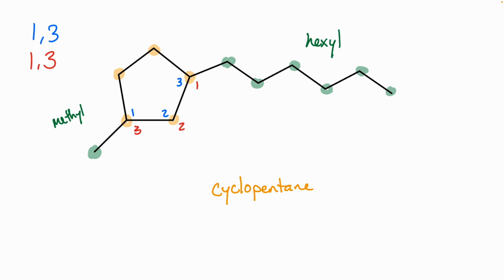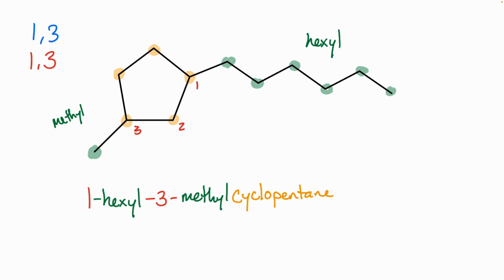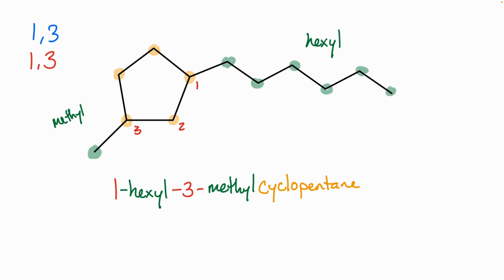All right, so I'm going to pick this one here, my red numbering scheme, because my hexyl comes first in alphabetical order. So 1 hexyl, 3 methyl, cyclopentane. Cool. All right.